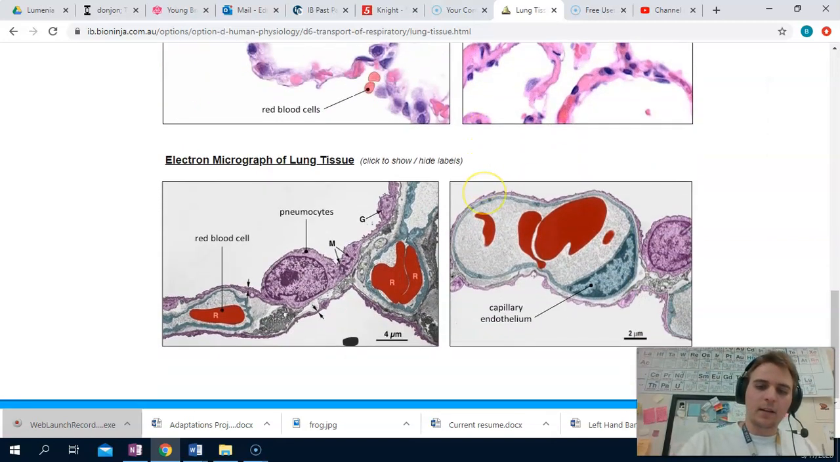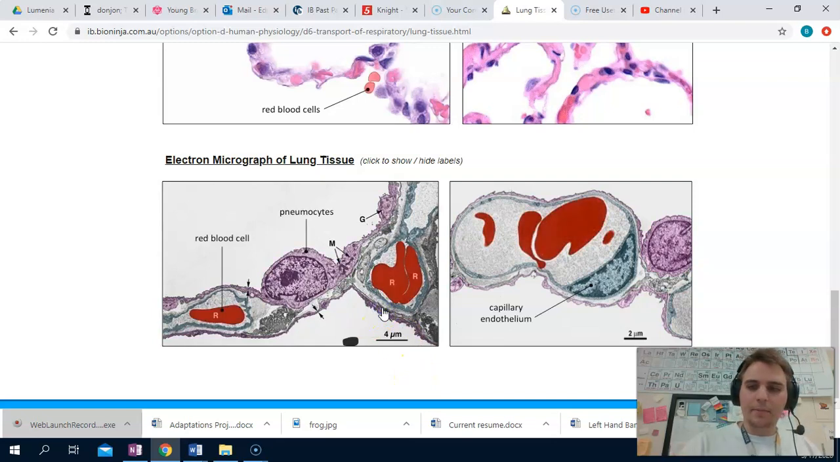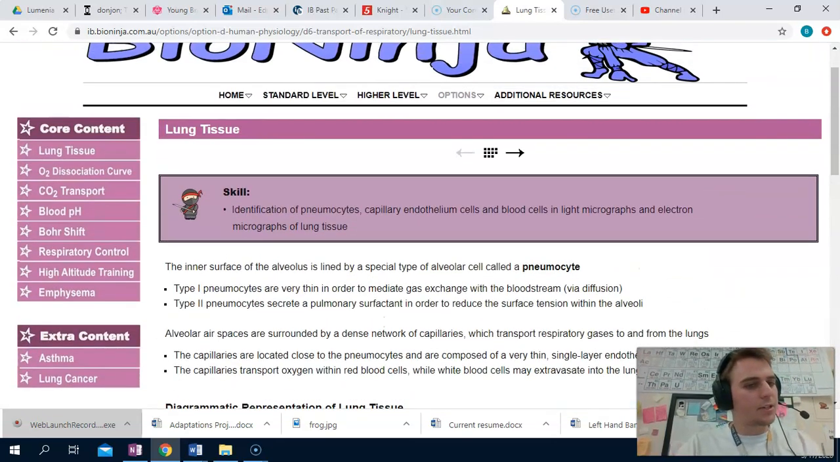And then here's an electron micrograph. This already has it color coded. If we take that away, it still has it for you. We already talked about lung tissue, so that's nothing new.